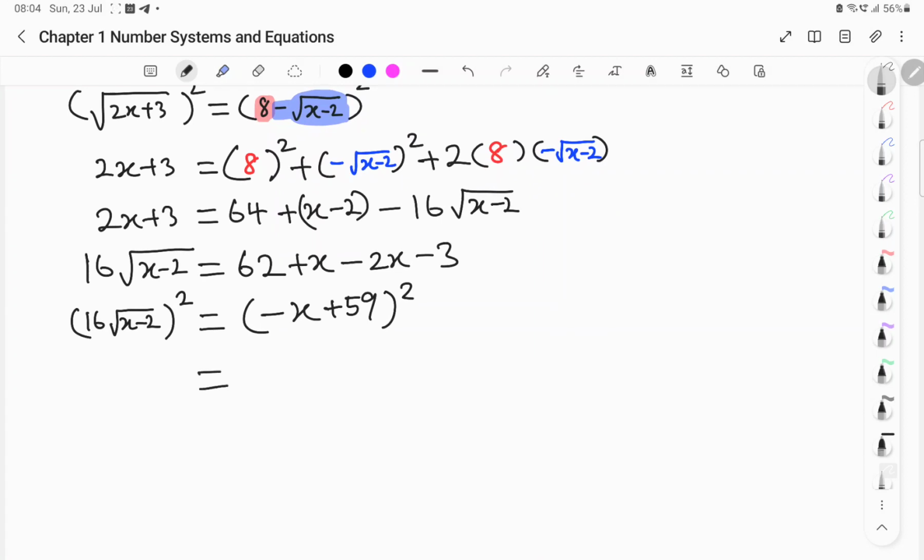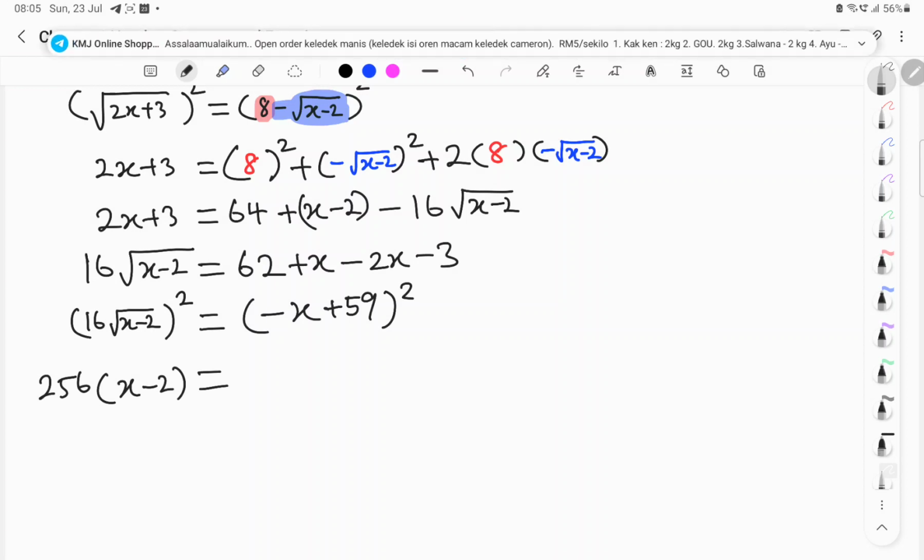Alamak, the number is getting bigger. Okay, I use my calculator. Wait, I find my handphone. Okay, so over here, what we have is 16 squared is 256. 256 times x minus 2. Okay, so the square root has vanished, gone. Okay, now how about this one?